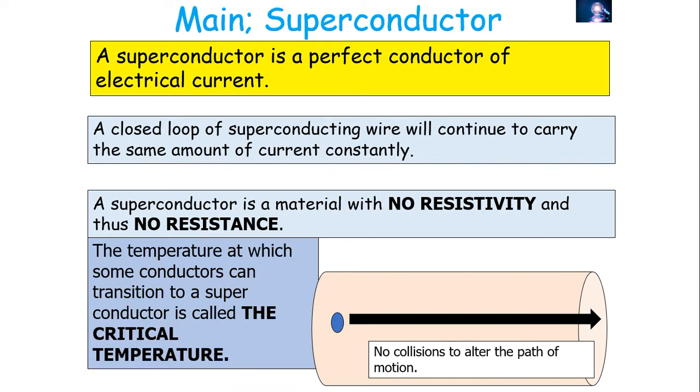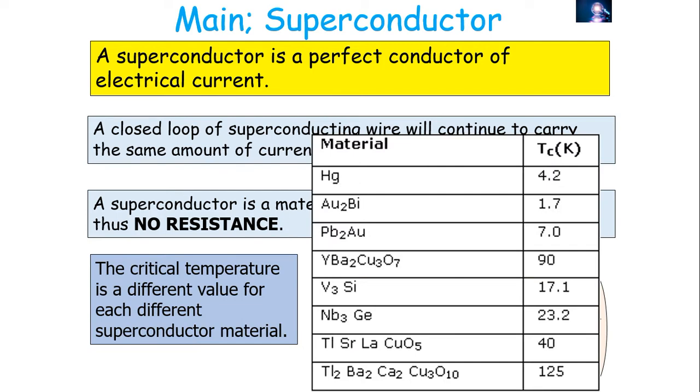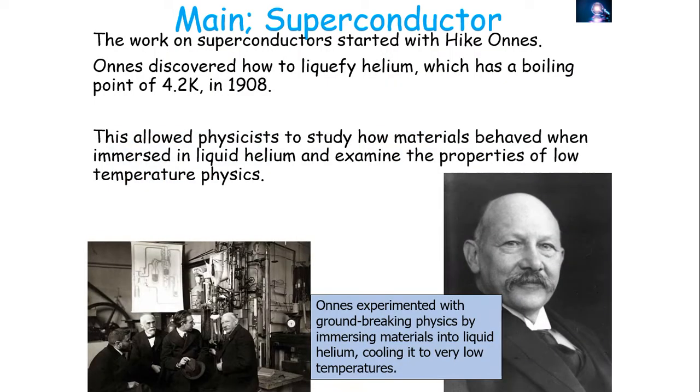Now, the temperature at which some conductors will transition to a superconductor is called the critical temperature. Now, the critical temperature is a different value for each superconductor material. So there's just not one set critical temperature, it varies on material.